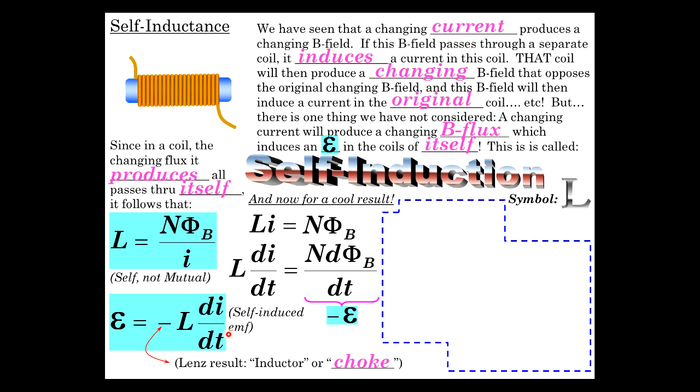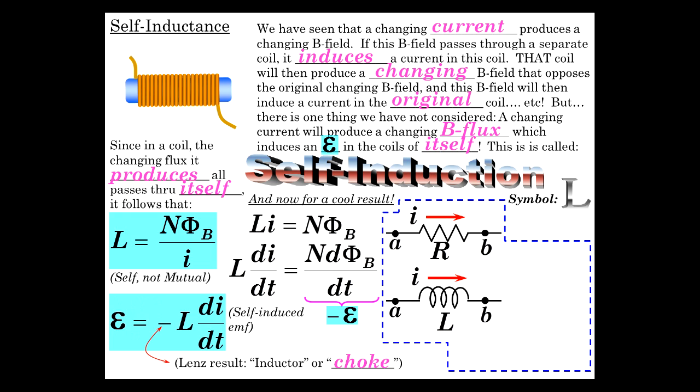According to L dI/dt, the faster you try to change the current, the more EMF is induced in itself to prevent that change. And so now let's take a look at how this is going to practically turn out.